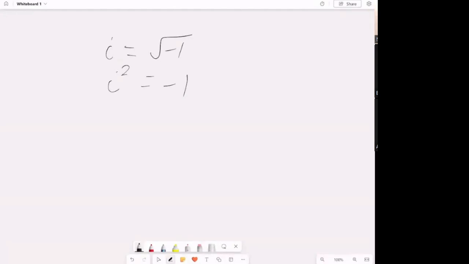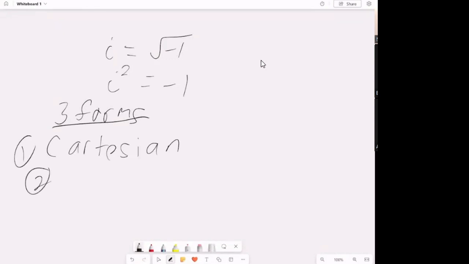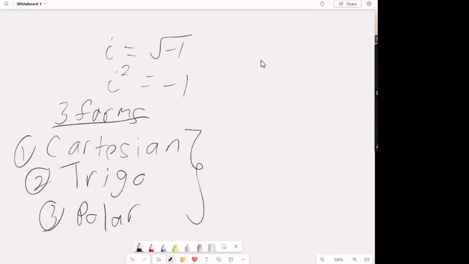In complex numbers, there are three forms that we learn, three ways to express complex numbers. Just like for angular measurement, to represent an angle we have degrees and radians. So we have three forms of representing complex numbers. The first one is Cartesian. The second one is trigonometric. And the third one is polar. Do know that the three mean the same thing, just expressed in different ways.